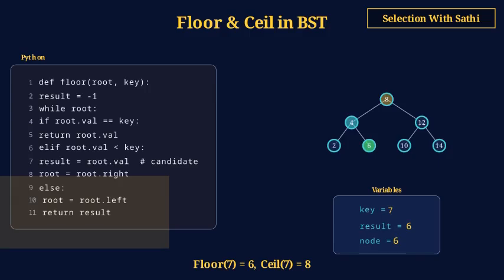For Ceil, the logic is mirrored. Save candidates when node is greater than x, go left to find a smaller candidate. Both run in O of h time, O of 1 space, purely iterative.